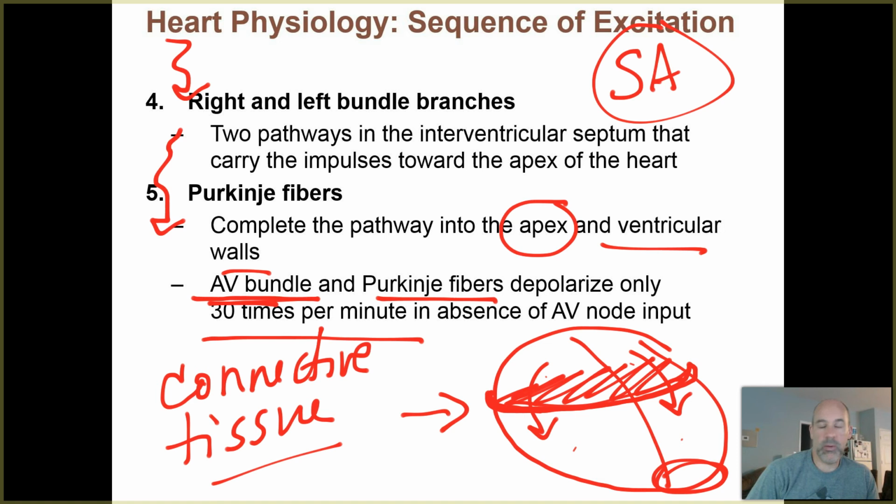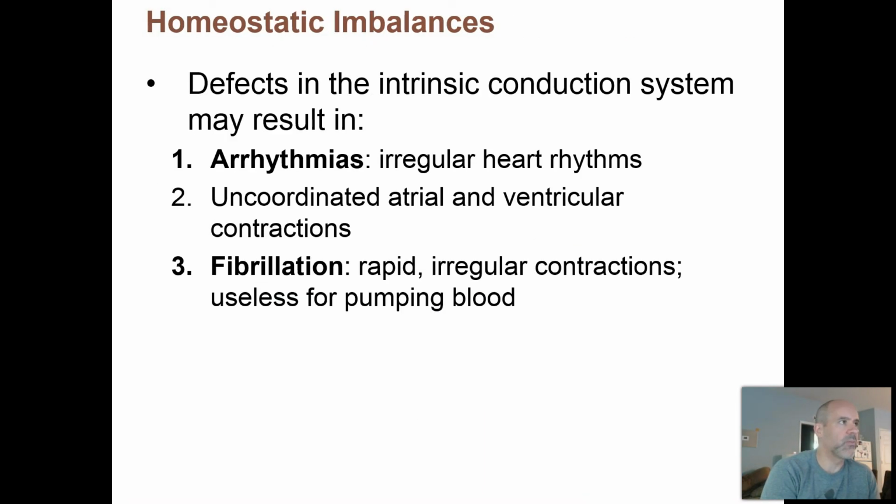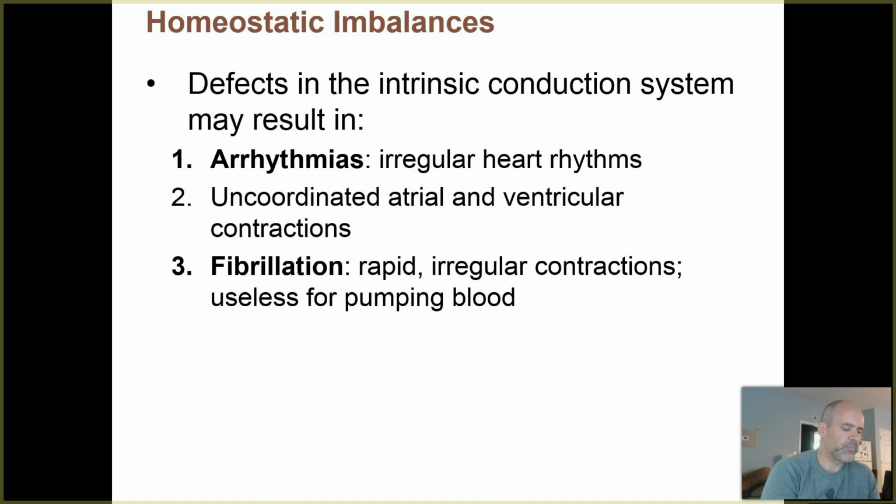If the SA node stops working, then the AV node would take over and it's going to depolarize about 50 times a minute, and it's going to spread its waves of depolarization elsewhere. If it's not functioning, then your AV bundle and your Purkinje fibers can still depolarize on their own, but they're only going to do it about 30 times per minute. It's going to be much, much slower.